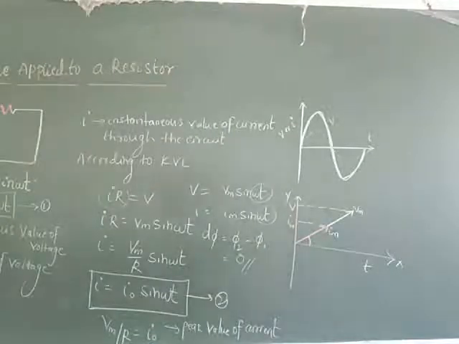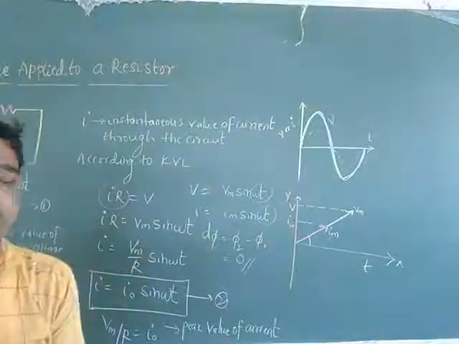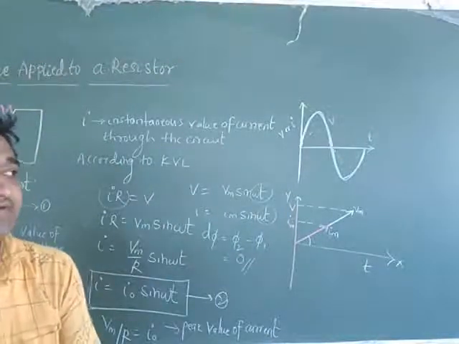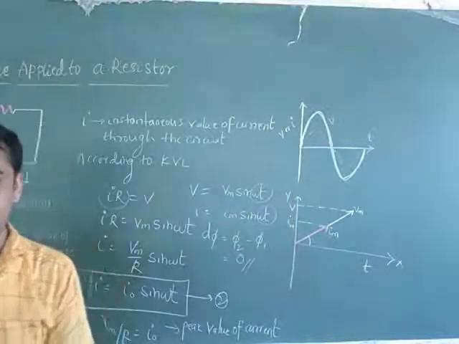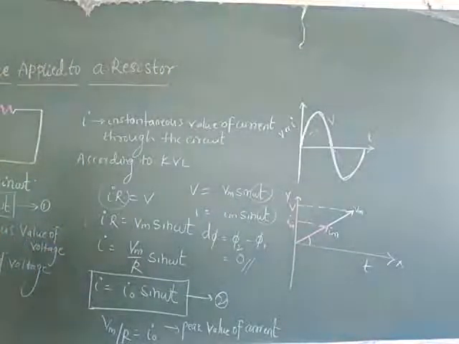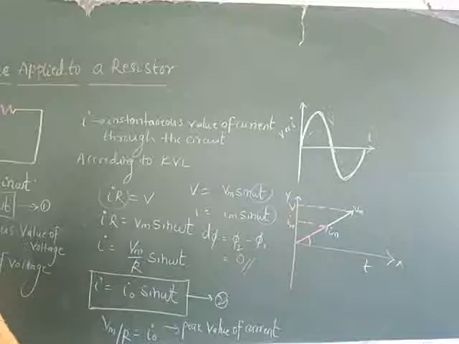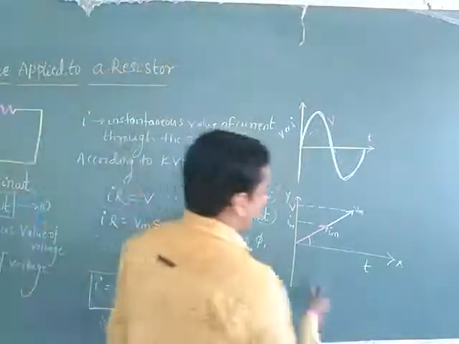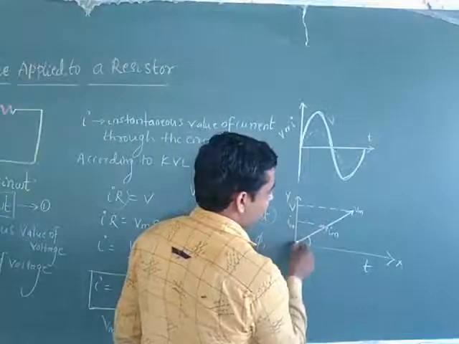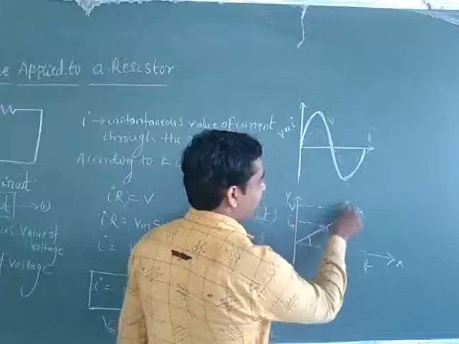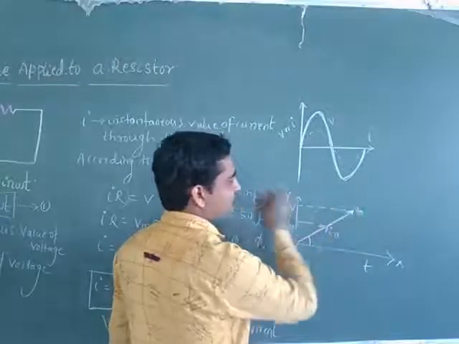So through this phasor diagram I can explain how this voltage and current are in phase. Just now we discussed what is meant by a phasor. It is the rotating vector which represents the sinusoidally varying quantities such as alternating current and alternating voltage. This is the phasor vector which rotates in an anti-clockwise direction, right?